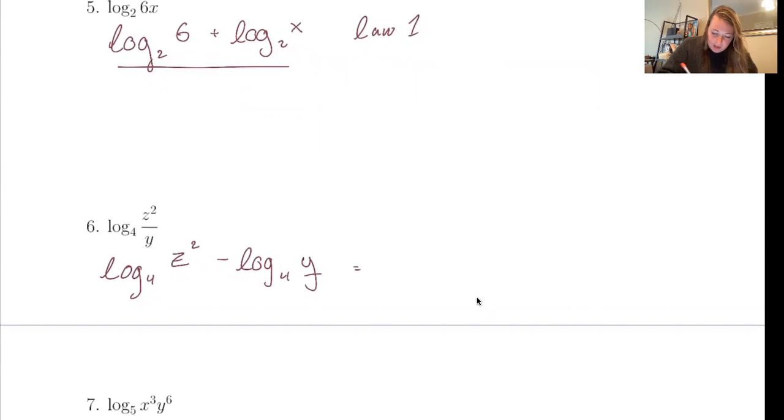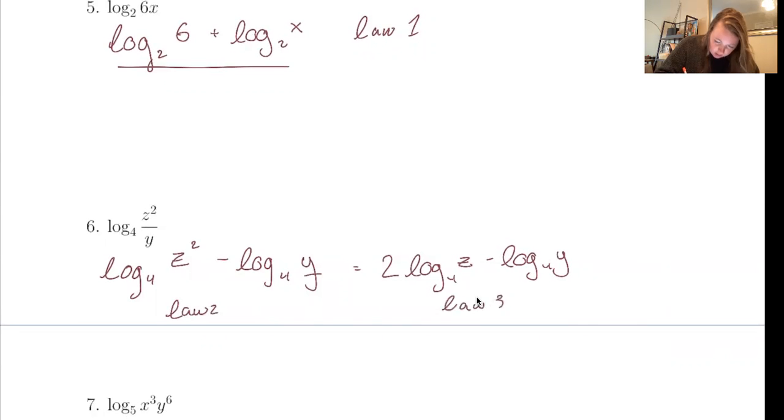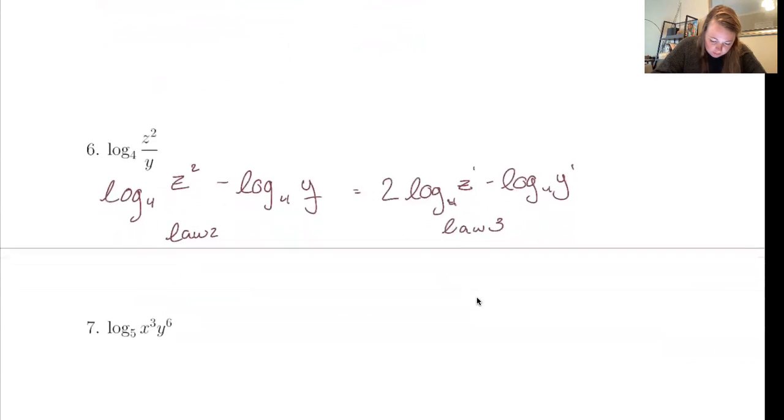I need to keep expanding it. So the 2 is going to come down front. So 2 log base 4 of z minus log base 4 of y. So this was law 2 and law 3. Anything that's in this logarithm needs to be to the first power if it's a variable, and it can't have any other variable in it. So if I have something like xy, it's a no-go, right? So let's look at this next example.